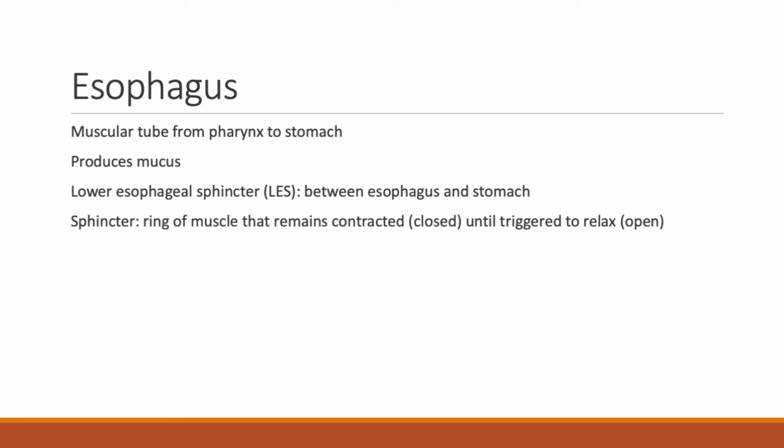Esophagus is the muscular tube from the pharynx to the stomach. It produces mucus. You'll want to know this, so if you want to write this in your journal, put a star on whatever notes you're taking. The lower esophageal sphincter, LES, is between the esophagus and the stomach. Sphincters are small circular muscles that go around tubes in our body, and they help stop things from going too fast down our digestive system, or open up when it's time, when the pressure has relaxed it to open.